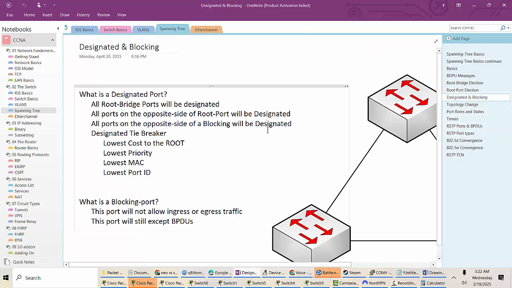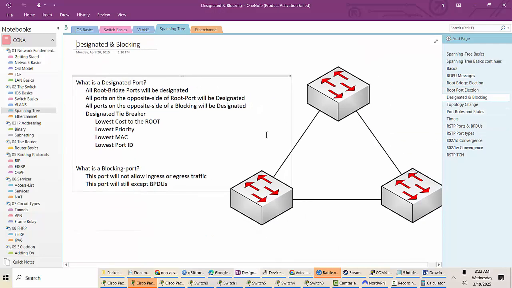Our designated and blocking ports. Now listen carefully. What is a designated port? All root bridge ports will be designated. I told you that already. All ports on the opposite side of root ports will be designated. I showed you that too, because they're all green. All ports on the opposite side of blocking will be designated. And we did see that.